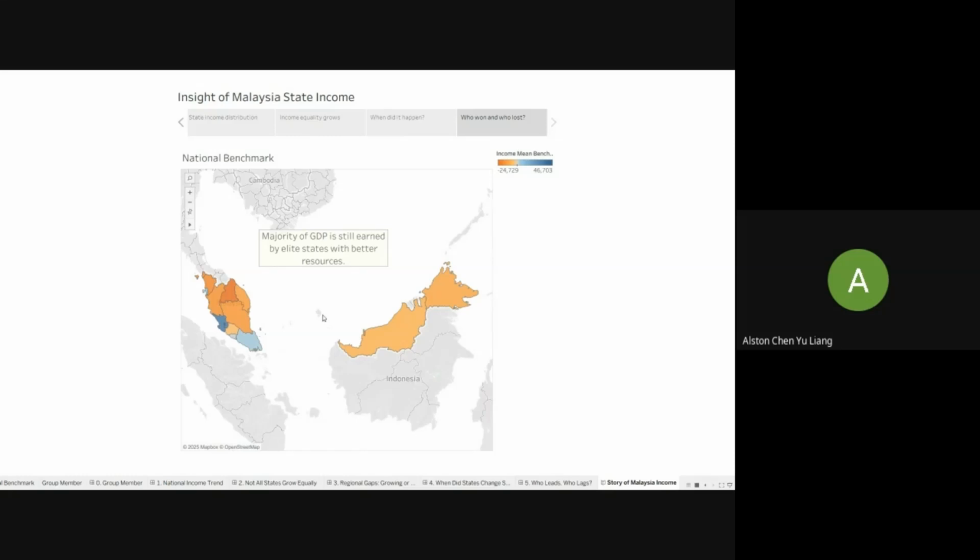What this tells us is that there is not an equal distribution of resources, which results in the income distribution deviation between the states. That's all. Thank you.